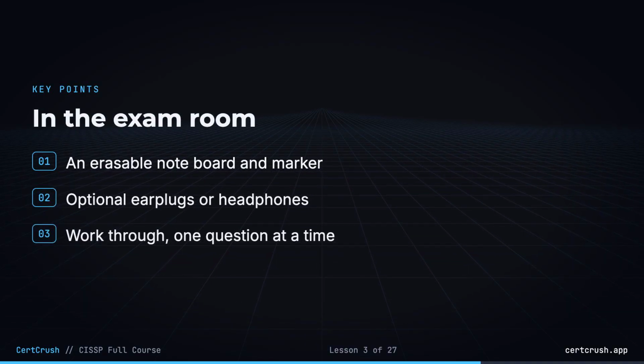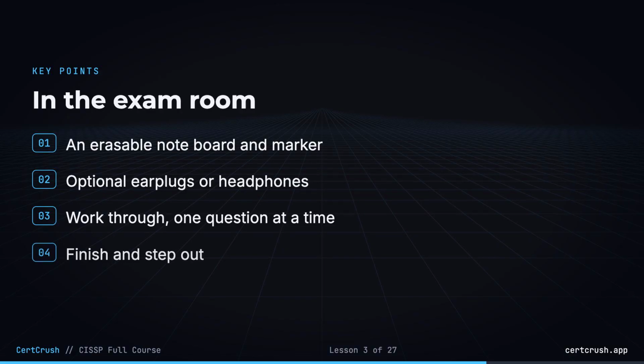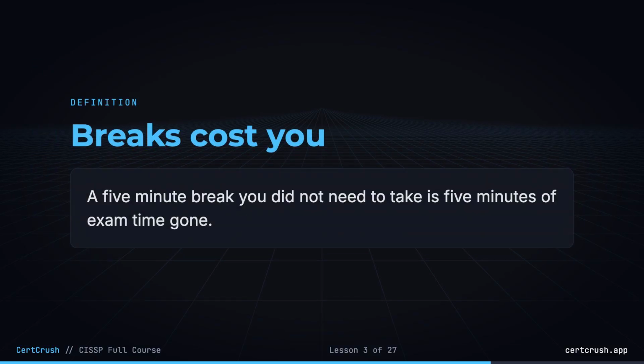Fifth, work through the exam. You answer questions one at a time with no going back until the engine is confident or you hit the limit of questions or time. And sixth, finish and step out. When the exam ends, you leave the room and collect your belongings. The clock generally keeps running during unscheduled breaks, and 3 hours is a long time. A 5-minute break you didn't need to take is 5 minutes of exam time gone.